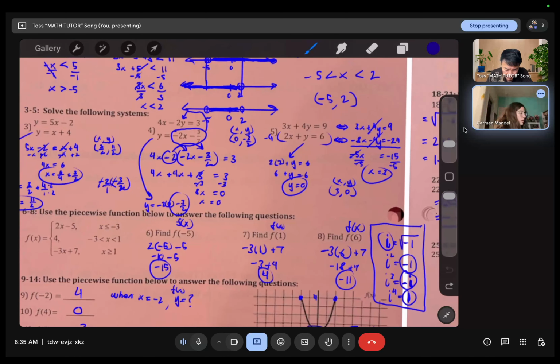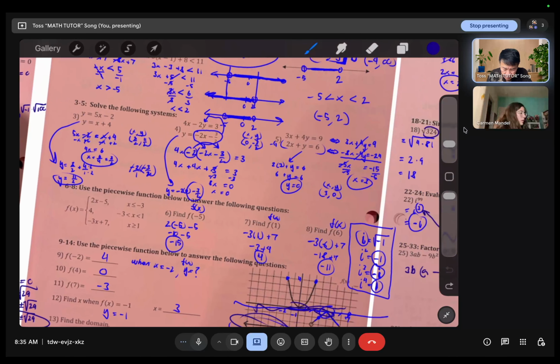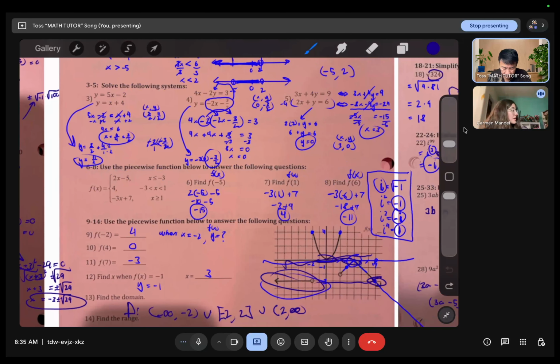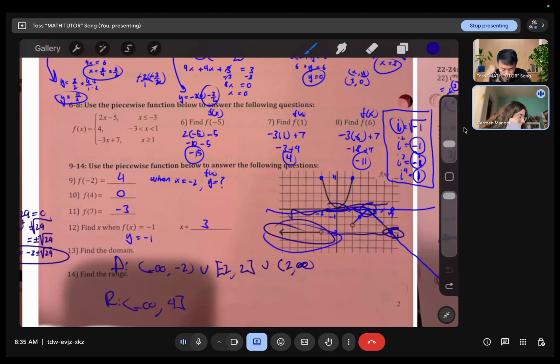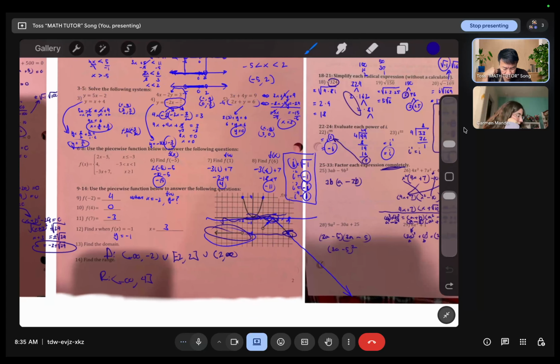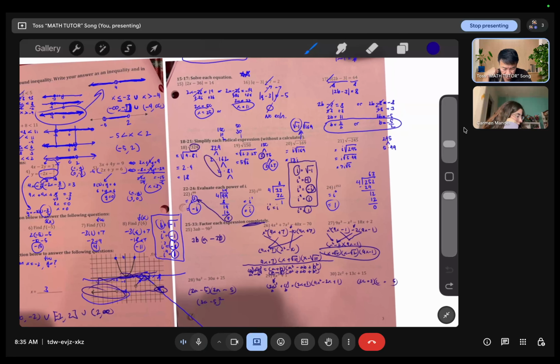Okay, what else? Did you get your piecewise? I'm really good with piecewise. Okay, good. And the graphing, I hope you're okay based off the graph, domain and range. Yes. Okay, what about over here?